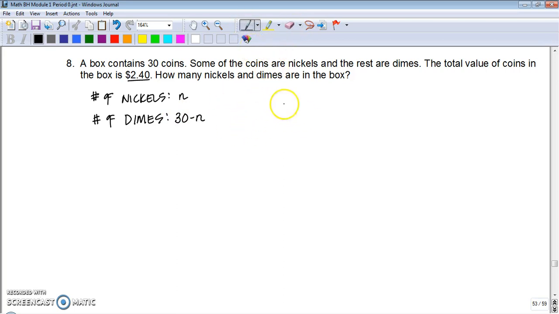And that would then mean that our setup for this, so we're going to set it equal to $2.40. There's actually not going to be variables on both sides of this equation. 5 cents times the number of nickels plus 10 cents times the number of dimes. And this will get us our answer.